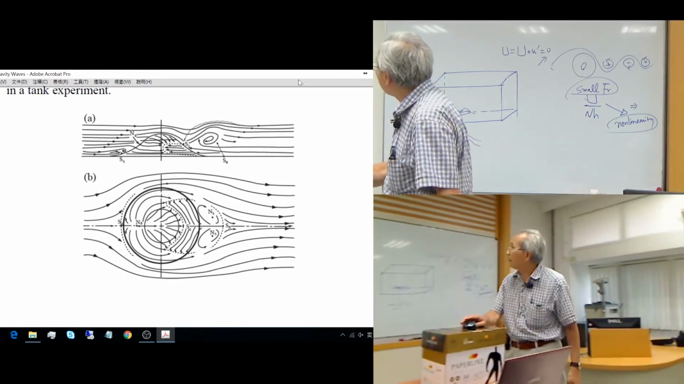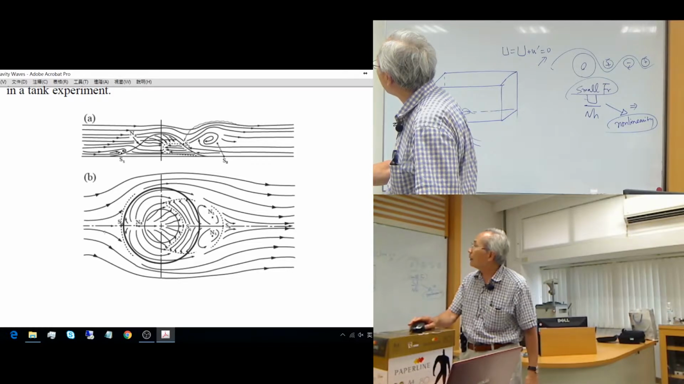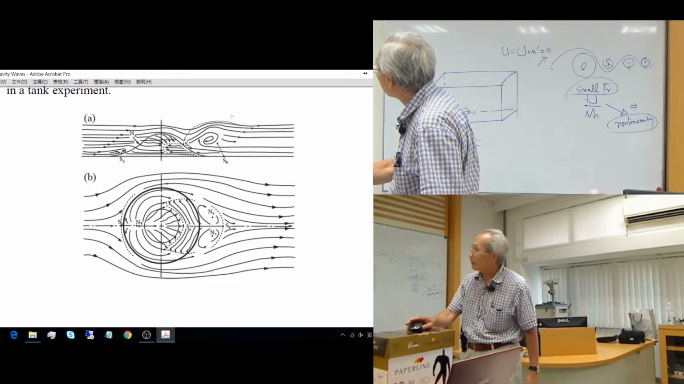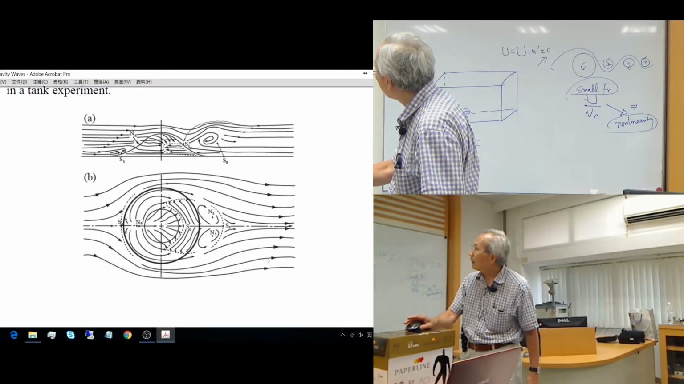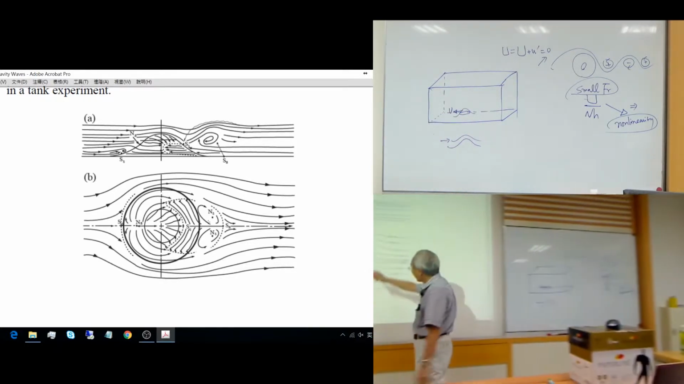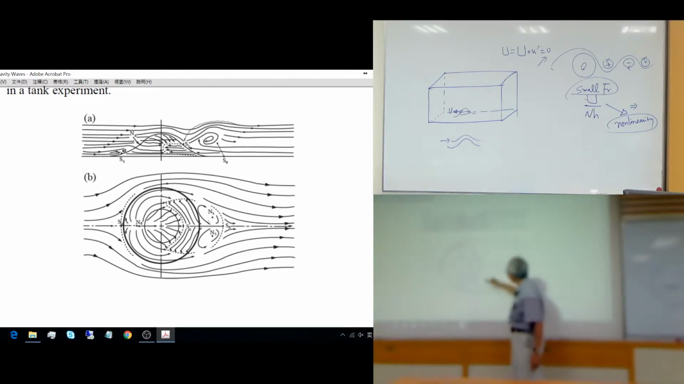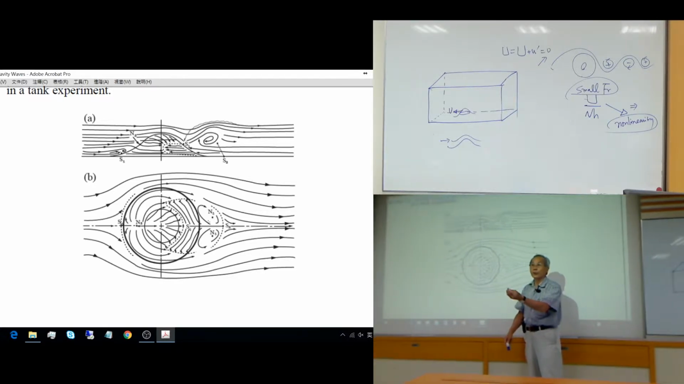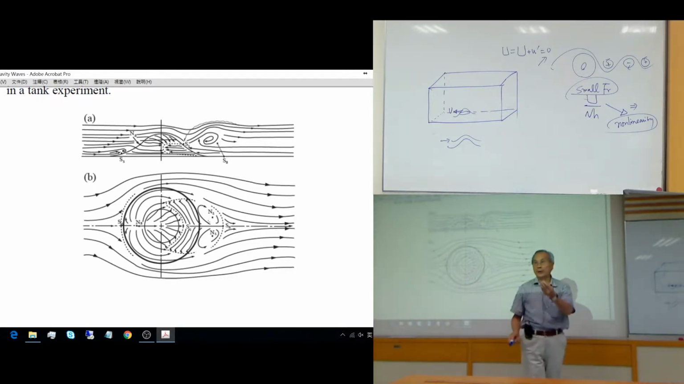And then on this side, because you have flow splitting, here it splits, and then there's a return flow here. So here the flow splits, and here you have return flow. And at a certain point, inside this circulation, there's no motion. And those points are called nodes, N-O-D-E-S.